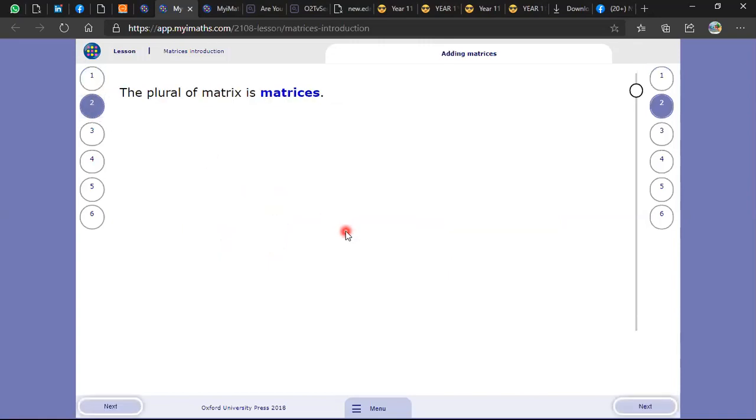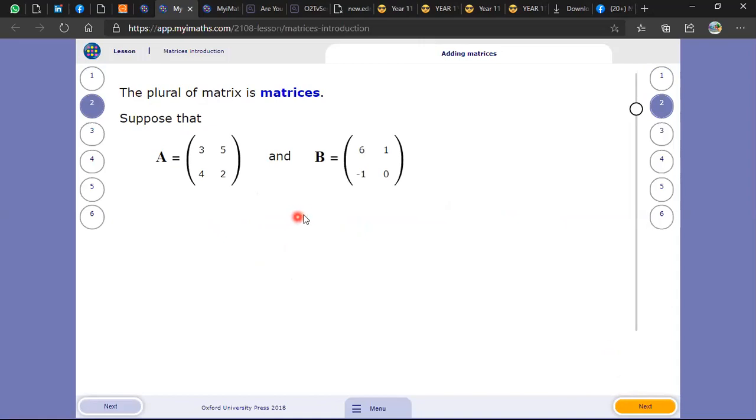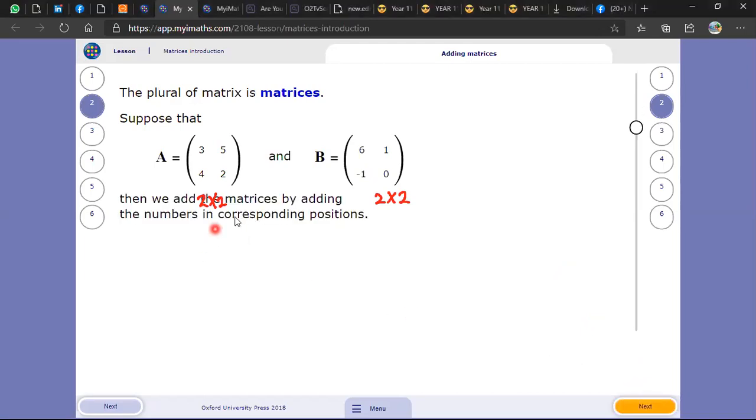Moving on. Now, the plural of matrix is matrices. When you have more than 1 matrix, you call it matrices. Suppose that we have 2 matrices here, matrix A and matrix B. These are the elements inside them. I want to believe that all of you can quickly tell me the order of these 2 matrices. Based on the explanation previously, you count the number of rows by the number of columns. You will agree with me that this is a 2 by 2 matrix because there are 2 rows and also 2 columns. This is also another 2 by 2 matrix, 2 rows and 2 columns. So these are 2 by 2 matrices, and based on that, we're going to add these matrices together.